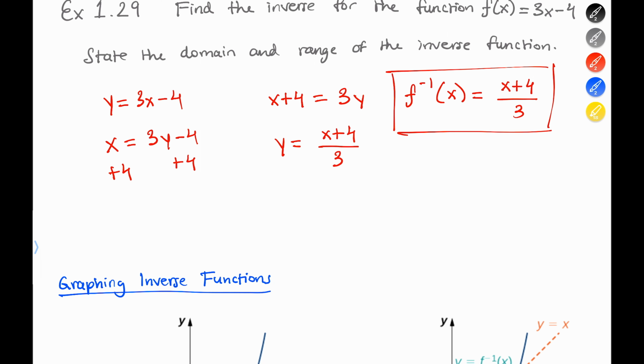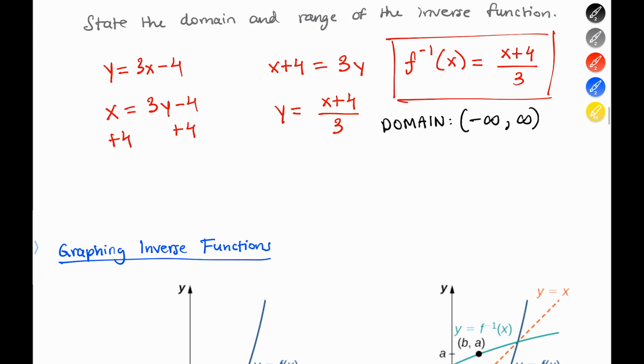And to find the function's domain, we could see that if we plugged in any number, then it would turn out to be a real number. So that means the domain is all real numbers, or it goes from negative infinity to positive infinity. And the range, the same thing applies. So it goes from negative infinity to positive infinity. Any output is going to be a real number.